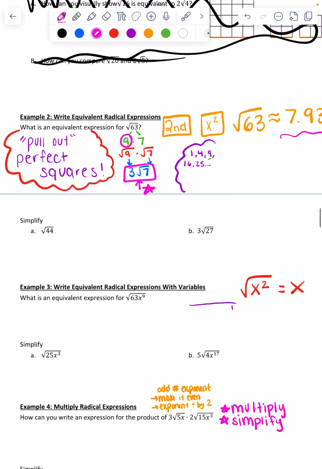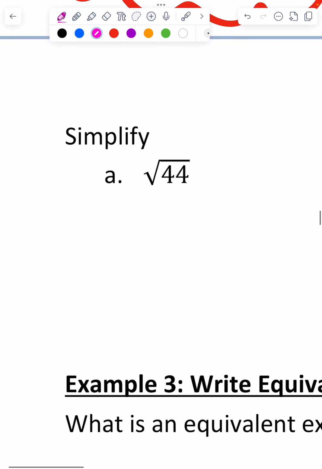Let's try a few more. If you want to pause and try these on your own, go for it. If you're feeling a little stuck, let's do a few more together. I want to break down the square root of 44 into 2 numbers that multiply together, where at least one of them is a perfect square.